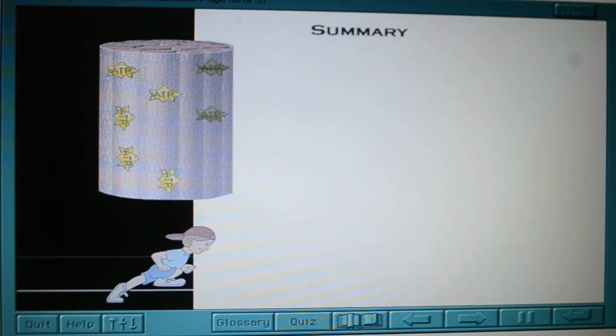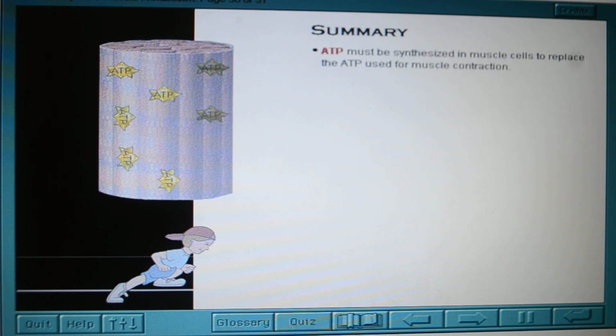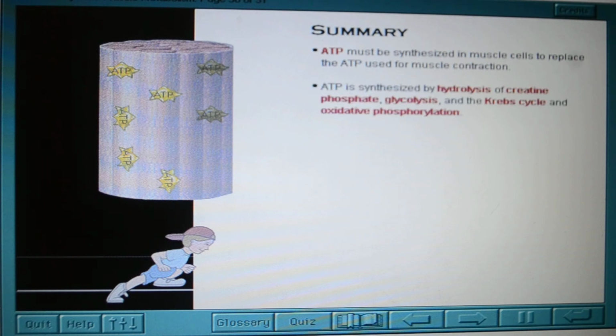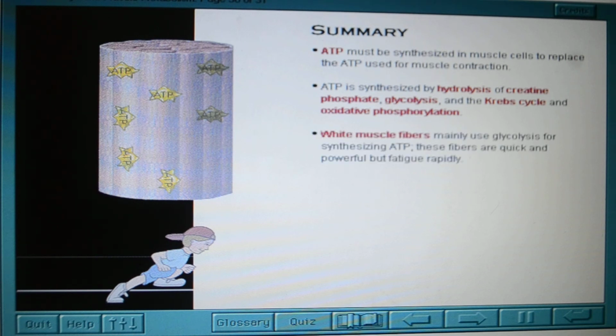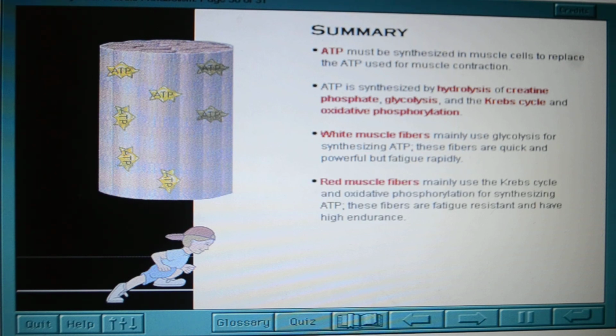Here's a summary of what we've covered. ATP must be synthesized in muscle cells to replace the ATP used for muscle contraction. ATP is synthesized by hydrolysis of creatine phosphate, glycolysis, and the Krebs cycle and oxidative phosphorylation. White muscle fibers mainly use glycolysis for synthesizing ATP. These fibers are quick and powerful, but fatigue rapidly. Red muscle fibers mainly use the Krebs cycle and oxidative phosphorylation for synthesizing ATP. These fibers are fatigue-resistant and have high endurance.